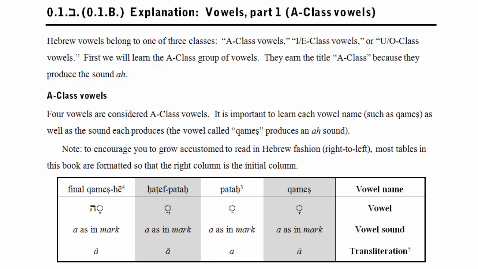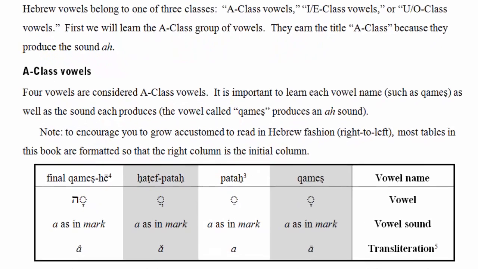Routinely in this textbook, tables will be laid out to be read from right to left. This will help us become comfortable with the Hebrew direction of reading. So the first vowel that we'll want to concentrate on is called kametz. Kametz.